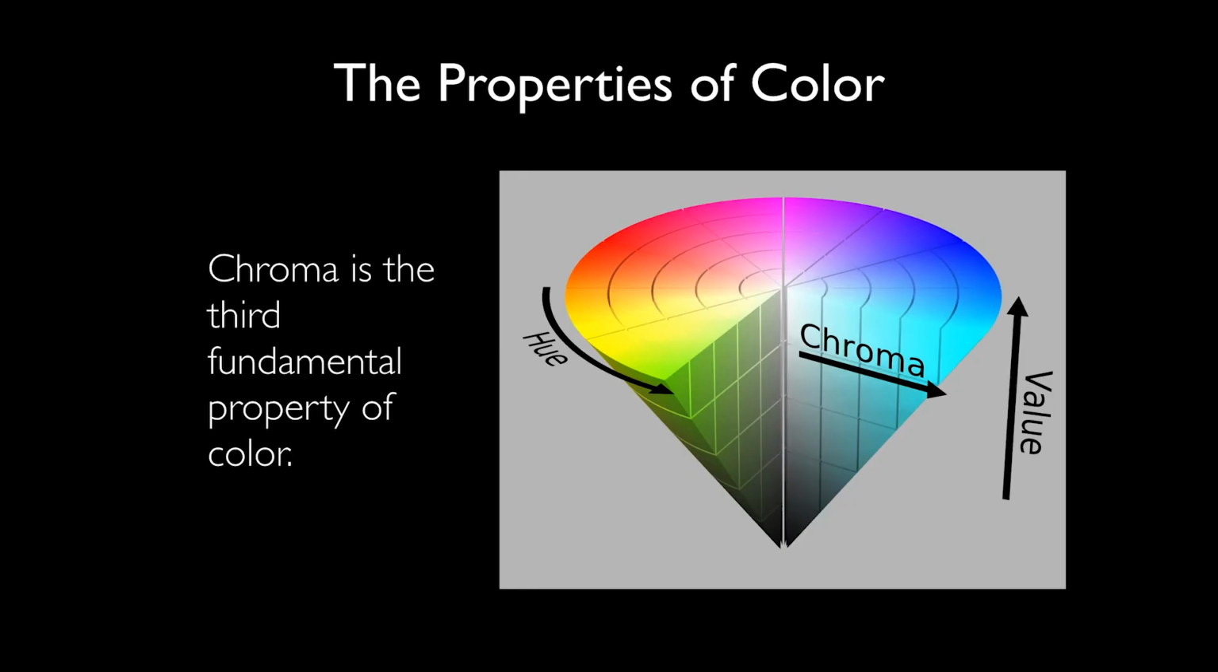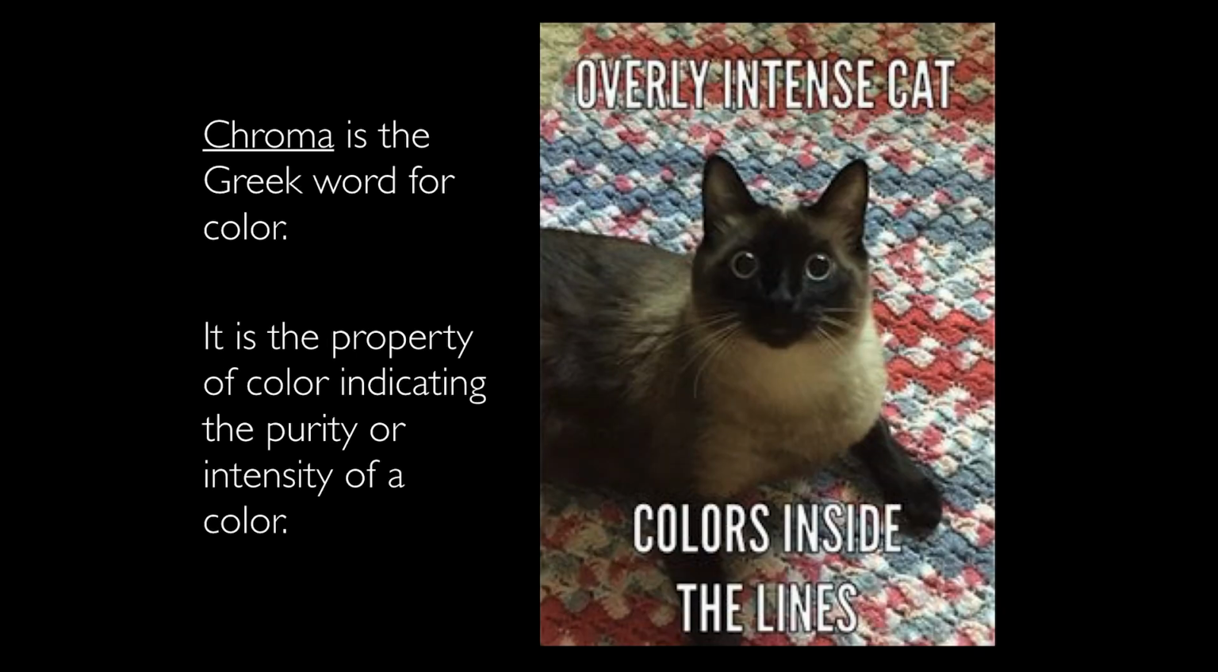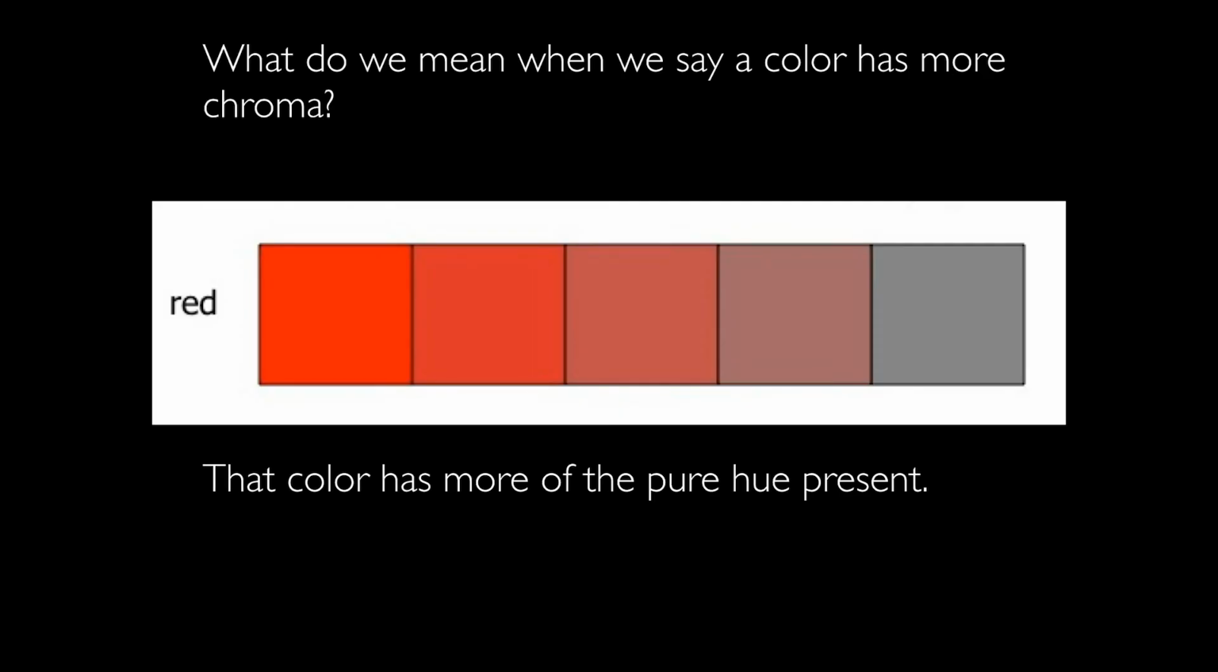So chroma, again, third fundamental property of color. Chroma is actually the Greek word for color, but in contemporary usage, it just means the property of color indicating the purity or intensity of that color. In other words, the color has more of the pure hue present. On the screen here, you see a really bright, intense red on the left-hand side and a progressively duller red as you go to the right. So we would say the red on the left has higher chroma and the red on the right has less chroma.